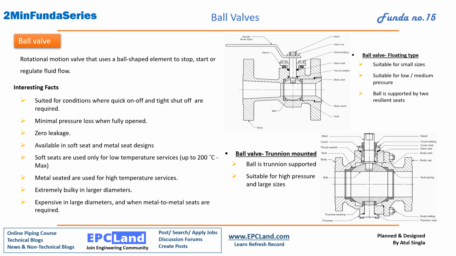Now we have two types of ball valves. One is floating type, another is trunnion mounted valve. The main difference between floating and trunnion is how the ball is resting. In this case, as the name suggests, it is floating between these seats. When the flow is there, the seating arrangement stops it, so it seals here and vice versa. So it is always floating, suitable for small sizes, and suitable for low and medium pressure. The ball is supported by two resilient seats. At the same time, in the trunnion mounted ball valve, the ball is trunnion supported.